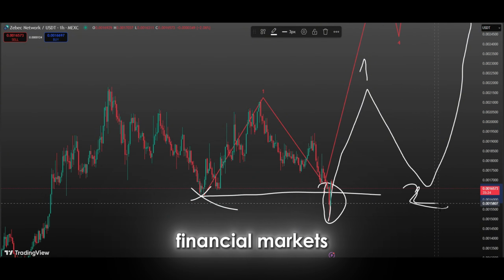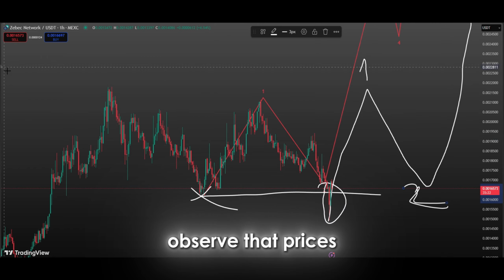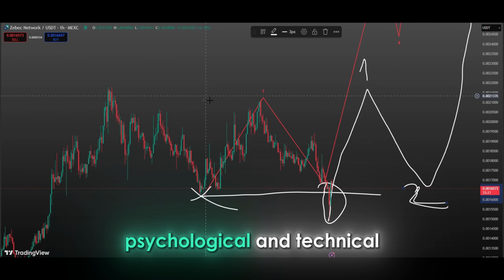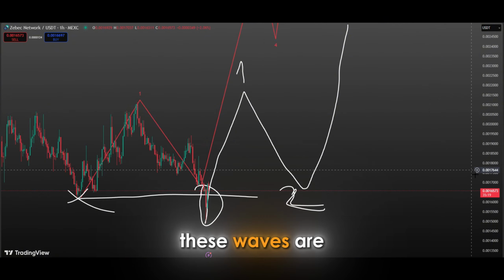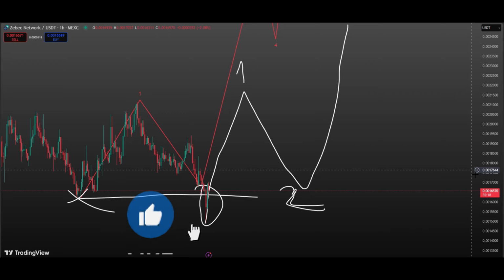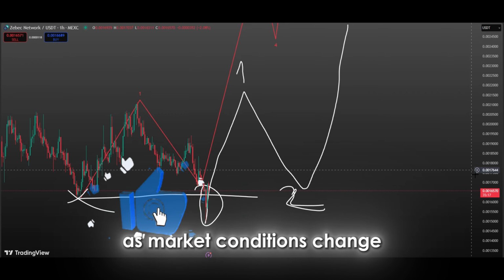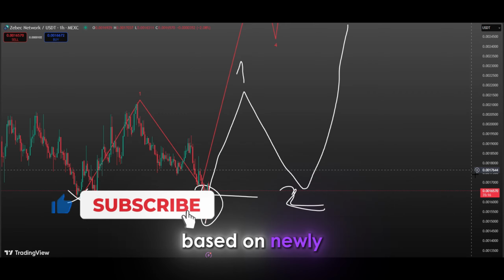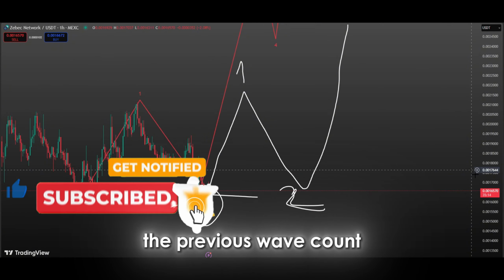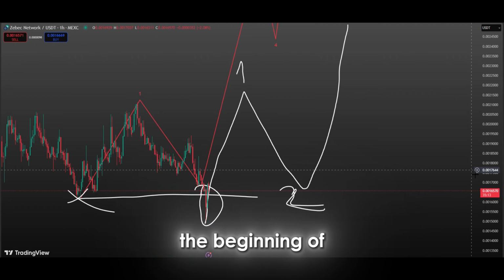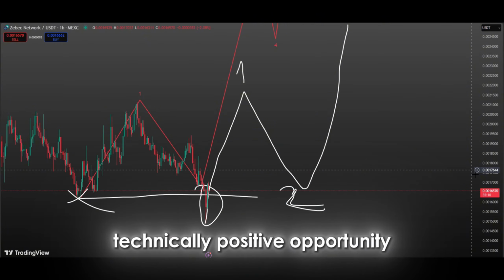Wave analysis in financial markets allows us to observe that prices move according to certain psychological and technical behavior patterns. But as we always point out, these waves are not static, they are dynamic. This means that as market conditions change, analyses must also be updated based on newly formed data. In this context, the invalidation of the previous wave count may actually signal the beginning of a new structure. We now have the potential to form a brand new Elliott structure, which is a technically positive opportunity.